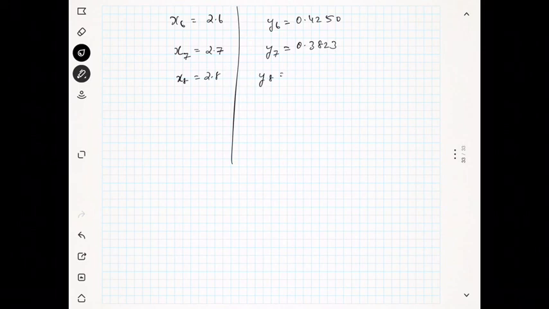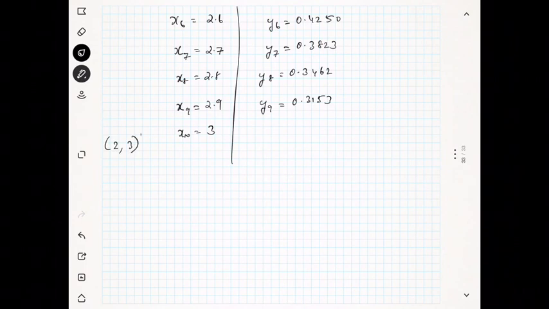Now x_8 is 2.8, and you will get y_8 as 0.3462. Then x_9 is 2.9, so y_9 you will get as 0.3153. Then x_10 is 3, because we want to find it for the interval 2 to 3, so we will stop here at 3. So y_10 is equal to 0.2886. So this is the solution of this differential equation. For different values also we got the function.